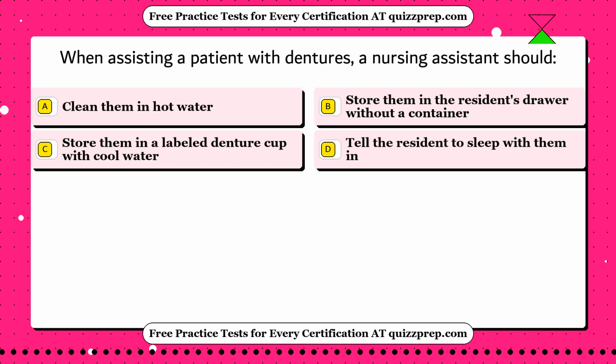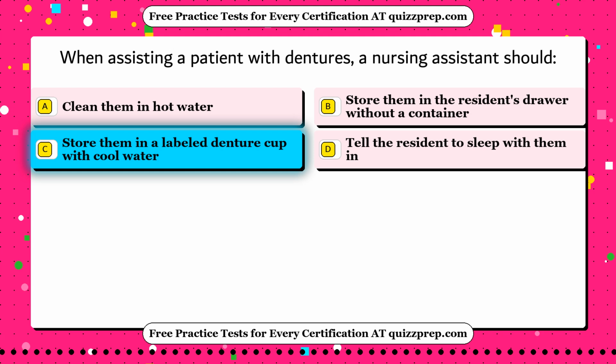Question 69. When assisting a patient with dentures, a nursing assistant should: Option A, clean them in hot water. Option B, store them in the resident's drawer without a container. Option C, store them in a labeled denture cup with cool water. Option D, tell the resident to sleep with them in.